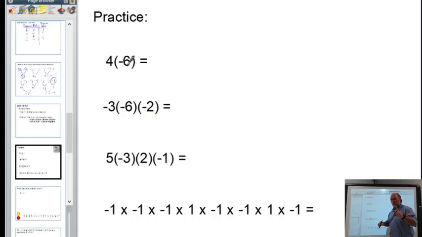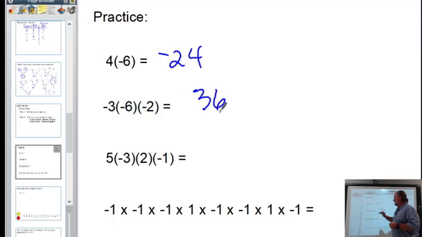So step number 1, we multiply. 4 times 6 is 24. How many negative signs do you see? 1. So my answer is negative. Okay. Next question. 3 times 6 is 18. 18 times 2 is 36. How many negative signs do you see? 1, 2, 3. Well, these two make positive. This one here is left out in the cold, so it makes the whole thing negative.